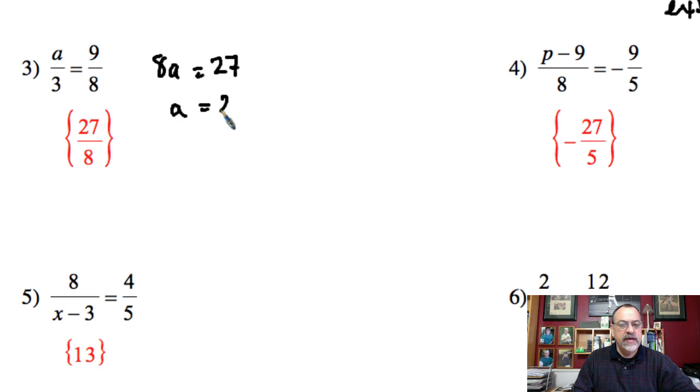I simply divide by 8, that's 27 divided by 8. That does not simplify, so that would be my final answer.